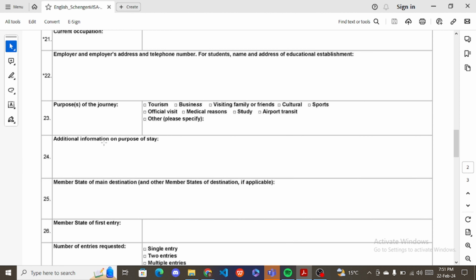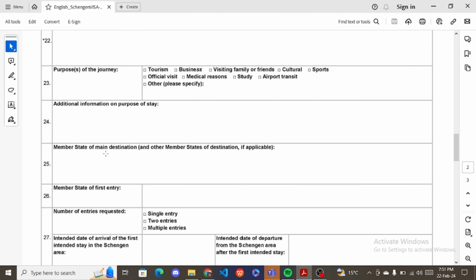24, additional information on purpose of stay. For those of us that are traveling on the basis of study, for me, I just indicated that I was going for my study in the name of my school, and then I wrote down the course I was going to study. Just something very short. Two sentences is okay. You can write the name of your school, where you got the admission, and then the course you're going to study.